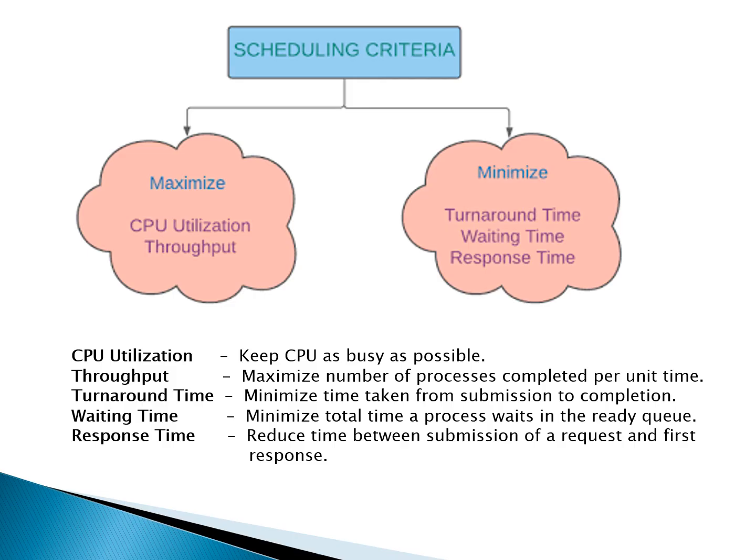And turnaround time is the time taken to complete from the submission time. The waiting time is the total time a process waits in the ready queue. And the response time is the time between the submission of a request and the first response. So here the turnaround time, waiting time, and the response time should be minimized, and the CPU utilization and the throughput have to be maximized.